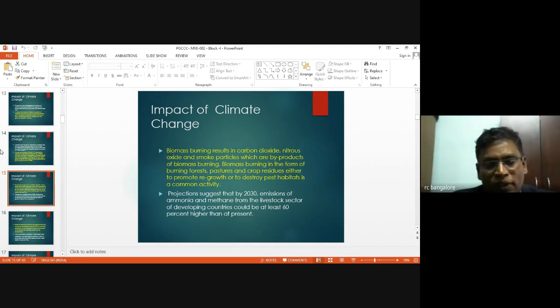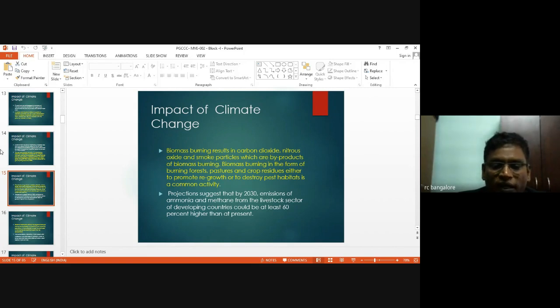So we can think that it is not only vehicles, factories, industries, or automobiles which contribute pollutants into the environment, which in turn cause the warming of the globe. That is what we call global warming, an increase in temperature in the environment, and because of that climate change will take place, right? Apart from that, there is biomass, what we call organic matter, or the leftover residues of agricultural produce, and its burning contributes environmental pollutants. And further, burning crop residues, either to promote regrowth or to destroy pest habitat, is a common activity that we do in the agriculture field.